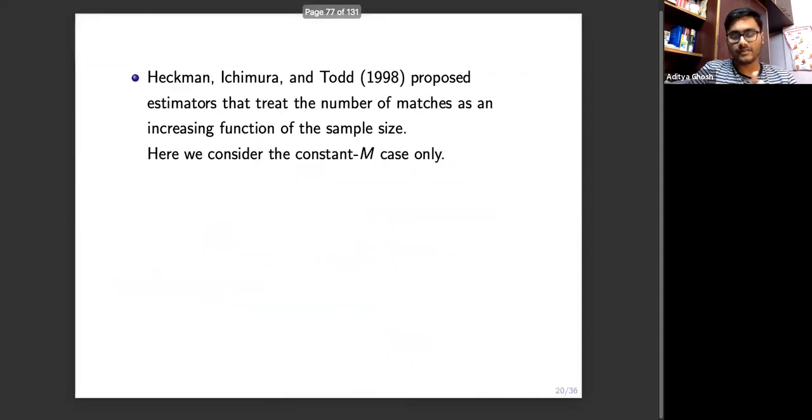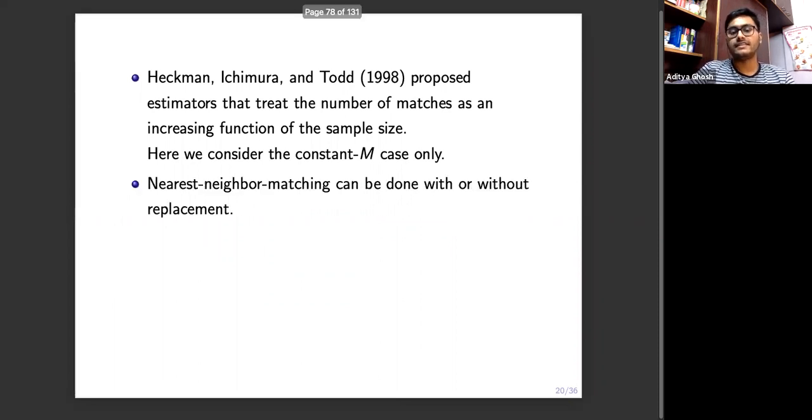Okay, but here we will consider the constant m case only. And there is another issue that I didn't talk about in the earlier slides. That is that the nearest neighbor matching can be done both with or without replacement, right? When we are doing matching for each unit, we are selecting some m many from the other pool. We can do this both with or without replacement.